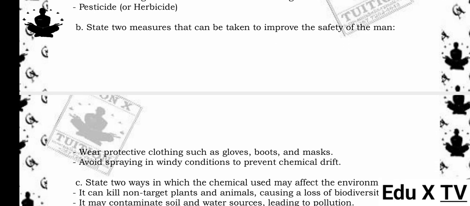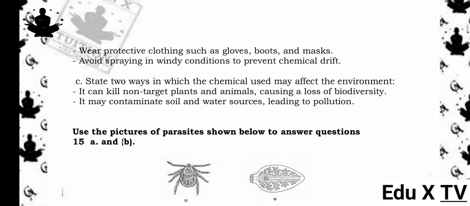Wear protective clothing such as gloves, boots, and masks. Avoid spraying in windy conditions to prevent chemical drift. C. State 2 ways in which the chemical used may affect the environment. It can kill non-target plants and animals, causing a loss of biodiversity. It may contaminate soil and water sources, leading to pollution.